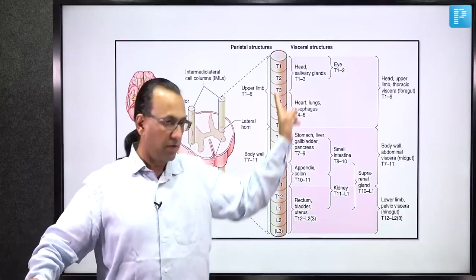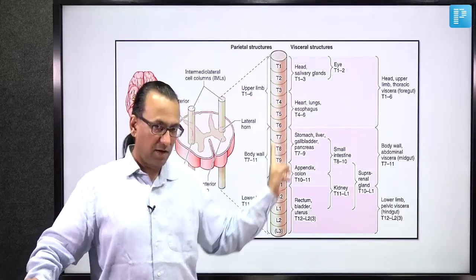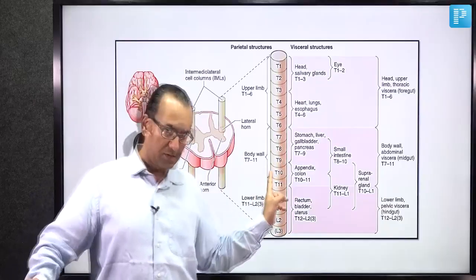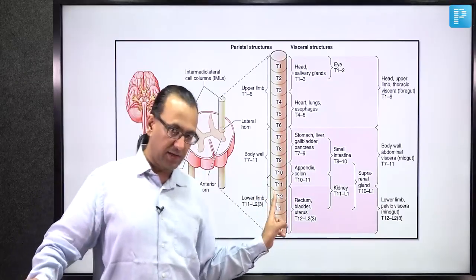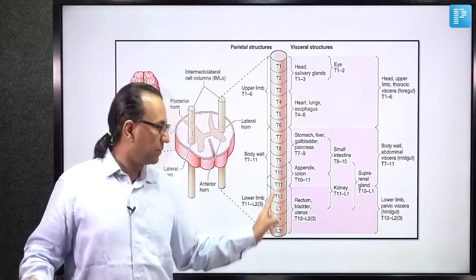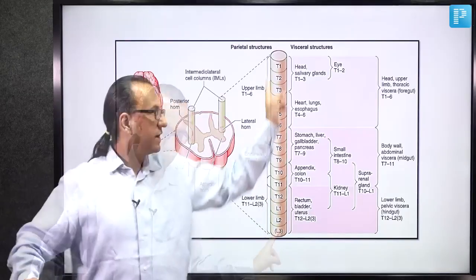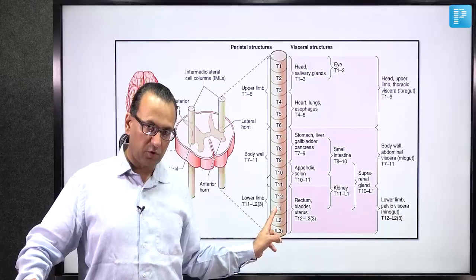The referred pain of the foregut will be felt in the T5 to T9 dermatome, especially T7 epigastrium. Midgut pain will be periumbilical, T10, and kidney pain is T12, that is the renal angle below the 12th rib, and the hindgut pain is in the suprapubic region, anteromedial thigh, L1, L2. That is why it is important to know the dermatomes as well.